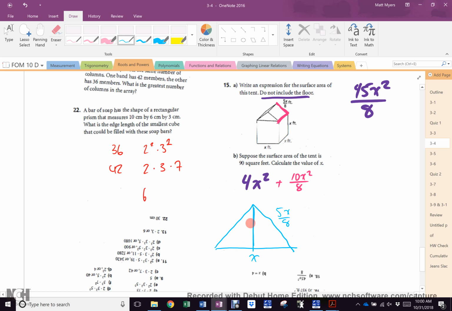Yeah. So to find that height, I make a 90-degree triangle, right? Everybody with me? How long is this part now? X divided by 2. Right? Now, can I do something to find the third side of a right angle triangle? Pythagoras. I need to do the square root of the hypotenuse squared, 5x over 8 squared, minus x over 2 squared.